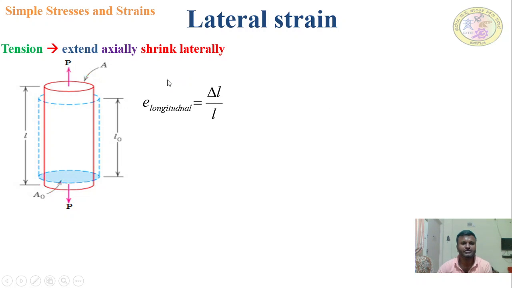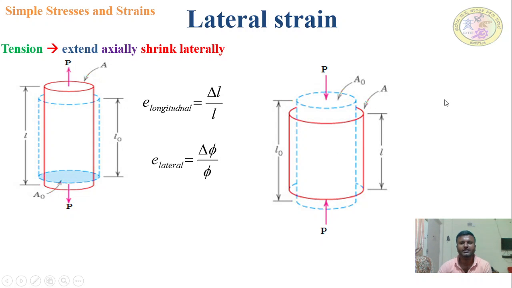So already which I told you, longitudinal strain E longitudinal is equal to change in length delta L divided by original length L. Similarly, the lateral strain is equal to change in diameter divided by original diameter. Similarly, the area of the section will also change and the length will change when we apply a compressive force to the same circular section. What happens? The diameter is going to increase, the length is going to decrease. That is the effect when we apply a compressive force to a circular cross section.